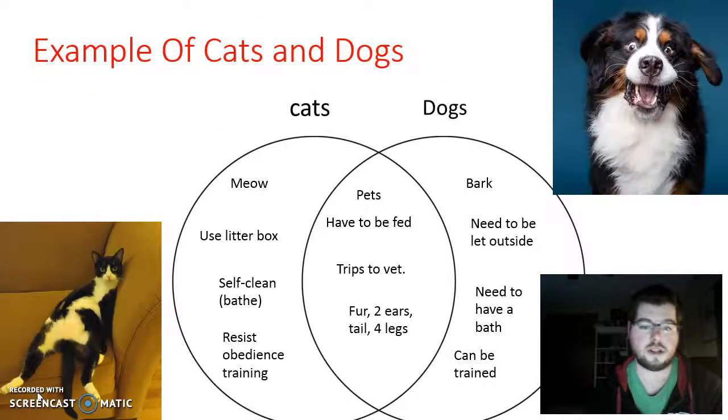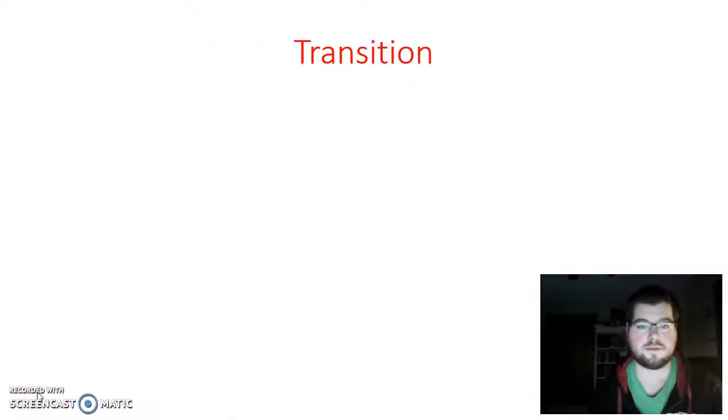Cats are different than dogs. Here's why. They meow. They use a litter box in the house. They can self-clean themselves or bathe. And they're resistant to obedience training. So here we have the completed Venn diagram of cats versus dogs.